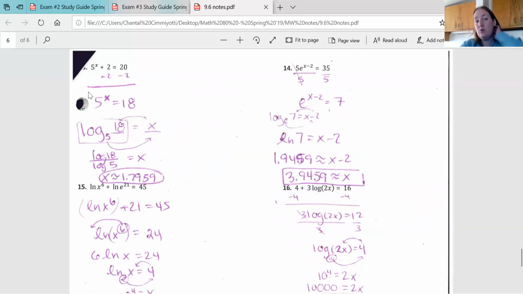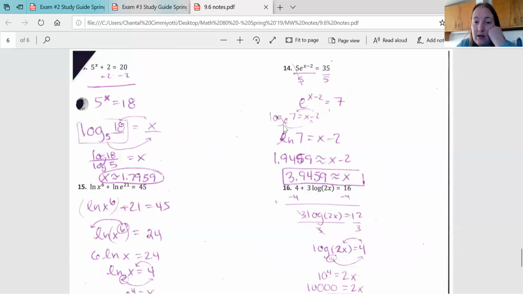There's an exponential with the x in the exponent. Isolate it, and then we cannot get x by itself without going into log. So again, we're stuck, so we change forms to log. Log base 5, because the base is 5. 5 to the x is 18. Then we can evaluate this using change of base.